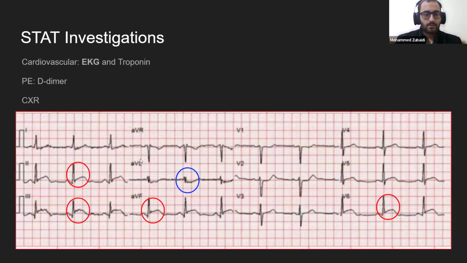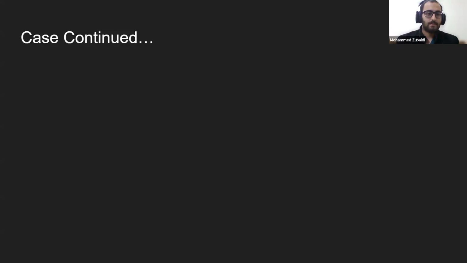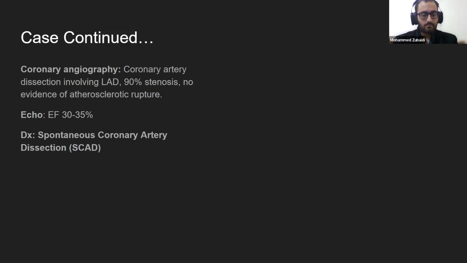We also sent troponin, which was 14,000, and that was very high. So ST elevation with reciprocal changes plus a high troponin really screams obstructive myocardial infarction. So the patient went to coronary angiography. There was no atherosclerotic rupture, no thrombosis found. Instead, they found coronary artery dissection involving the left anterior descending artery.